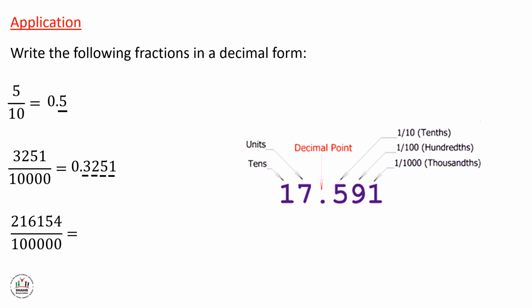216,154 over 100,000. So we have 5 zeros in the denominator. Again, we can draw 5 dashes, and we start writing the numerator from right to left. And to the left of these 5 dashes, we need to write our decimal point. So we write 451. I said we start writing from right to left. So we write 2.16154.